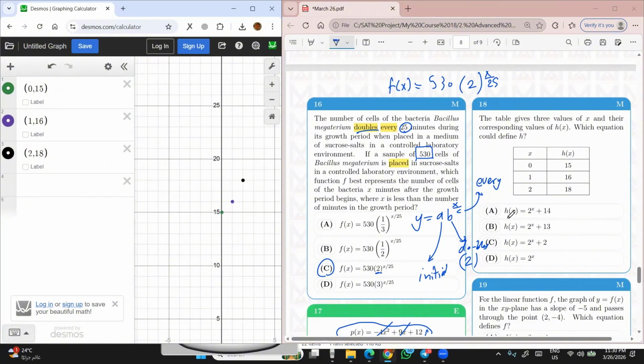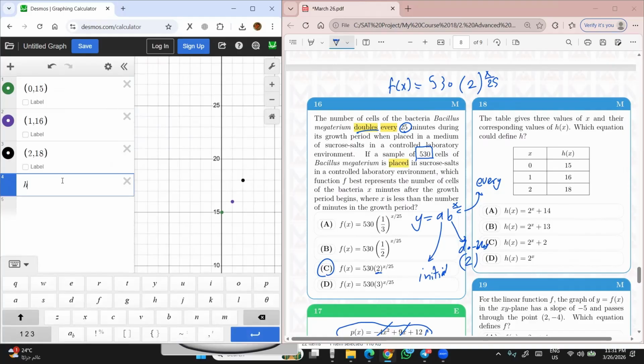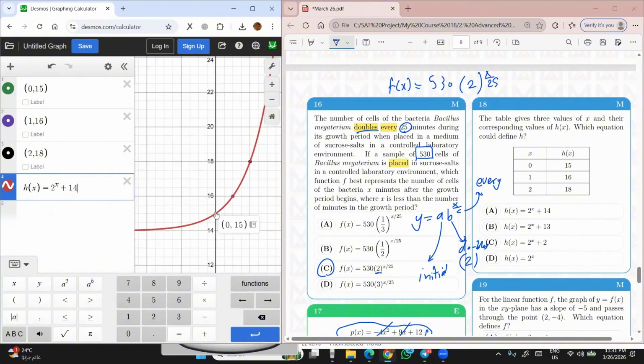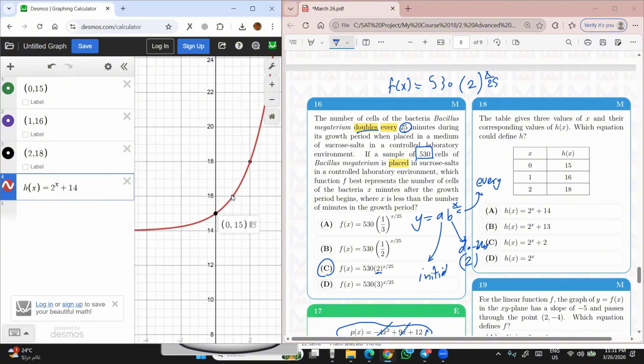Let's try graphing h of x is equal to 2 to the x plus 14. We can write it here, h of x. We just need to change the numbers. Equals 2 to the exponent of x. We can write the exponent here, x, and then plus 14. And see the graph. What happens to the graph? Yeah, the graph passes exactly on the 3 points.